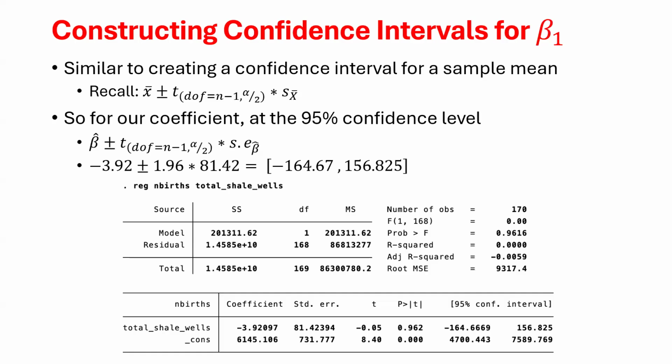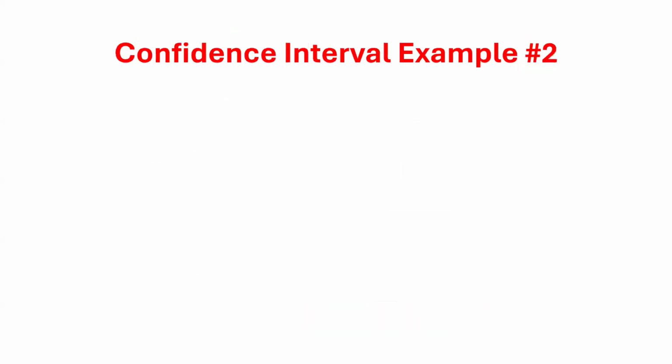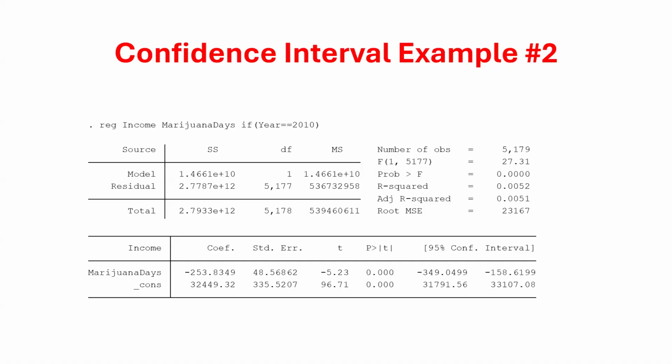What about negative 200? It's outside of my confidence interval. It can't be, with 95% confidence, one of the true values. I could reject that. Okay? So that's what we're doing with our confidence intervals. Just to give a different example, let's say I have that different data set. I'm now looking at my 95% confidence interval. Can I say with 95% confidence that the number of days someone uses marijuana each month impacts their predicted income?